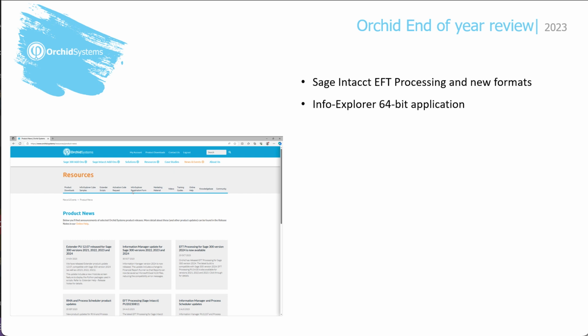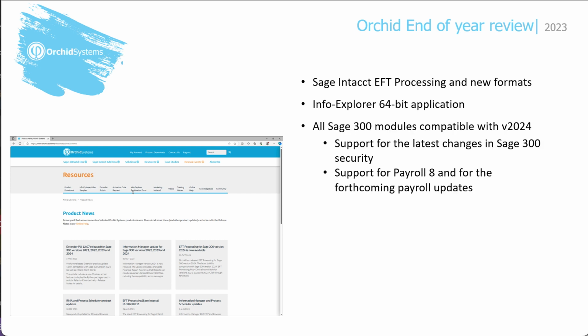We have upgraded Info Explorer to a 64-bit application, which lets you run larger cubes. In the Sage 300 world, all modules are now compatible with version 2024. They all support Sage's latest security changes. We also support Payroll 8, and for our Canadian partners, we support the forthcoming payroll updates for the T4, T4A and Relevé 1 changes that will take place at the beginning of 2024.